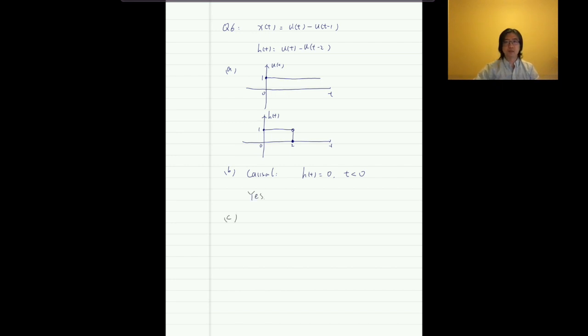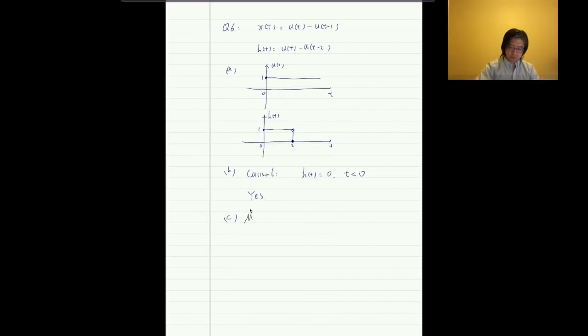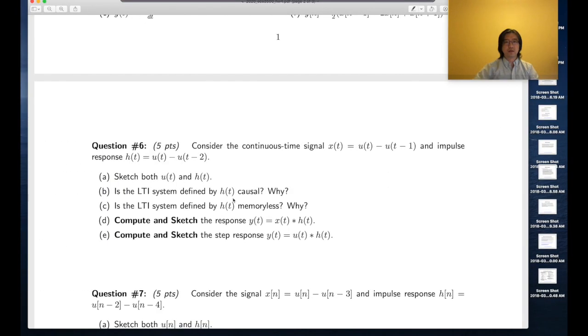Now let's see number C. In C, it asks whether the system is memoryless or not. We're considering an LTI system. If a system is memoryless, it requires that h of t equals some constant multiplied by a delta function. Otherwise, it will not be memoryless. Now h of t is this rectangle function, so clearly it is not memoryless. It's with memory. And for D, it asks you to compute and sketch this convolution, x of t convolved with h of t.